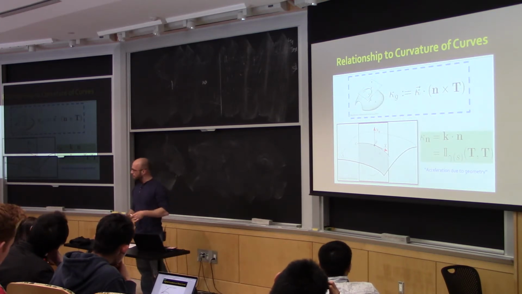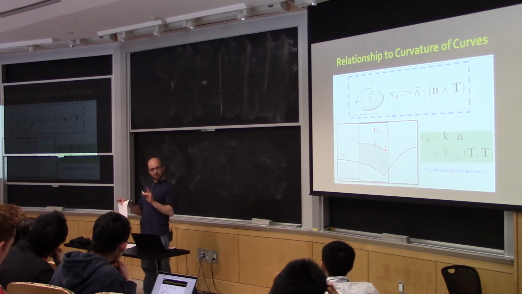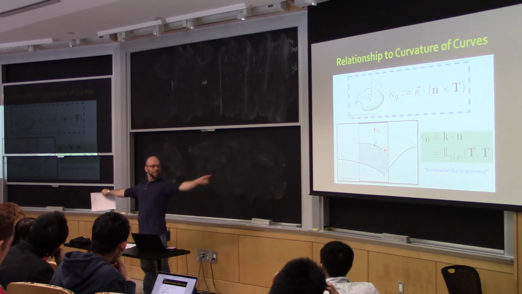So to derive the Frenet frame, what did we do? We differentiated that relationship, the dot product between the tangent and the normal, to motivate the binormal. What do you think we're going to do to motivate this formula?